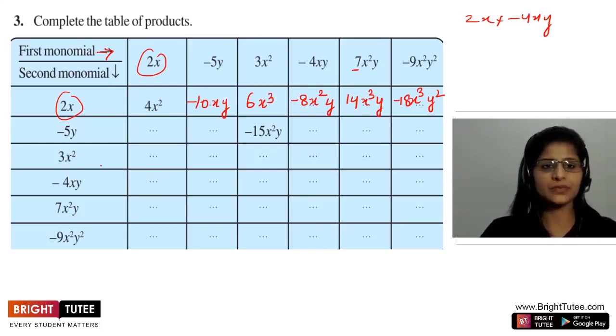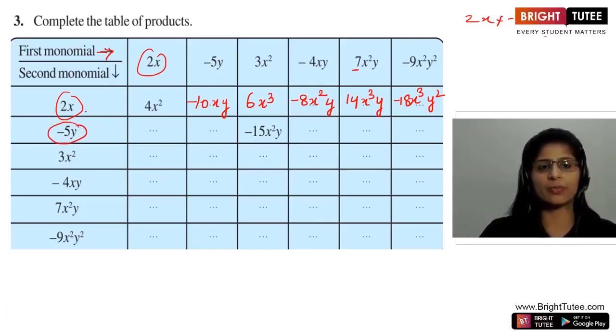Clear? Okay. Minus 5y. Now we will do the multiplication of minus 5y with all the first monomials. So minus 5y and 2x. So 2 multiplied with minus 5 will give us minus 10xy. Now minus 5y multiplied with minus 5y. Minus 5 and minus 5 is 25 and y into y is y square. Then 3x square into minus 5y is minus 15 x square y.